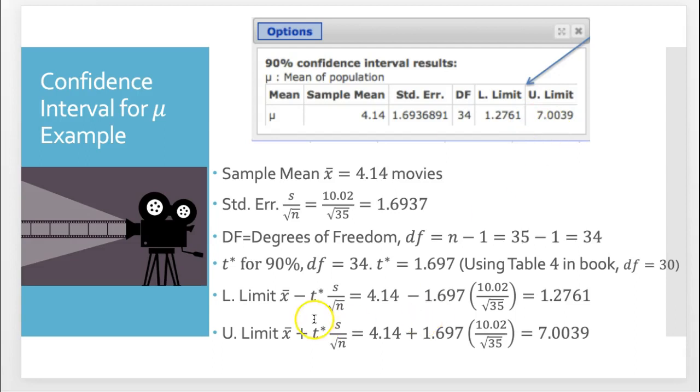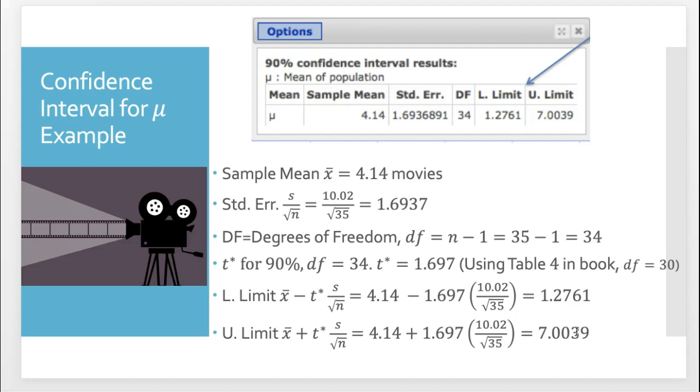The lower limit, once again, is the sample mean minus the margin of error, and the upper limit is the sample mean plus the margin of error. So here we have 4.14 minus this product, my standard error times t star, and I would get my lower limit. Then I do the same thing for the upper limit. Just to note, if you use these numbers, they won't be exactly equal to this, but they'll be very close, and that's because of using the book.